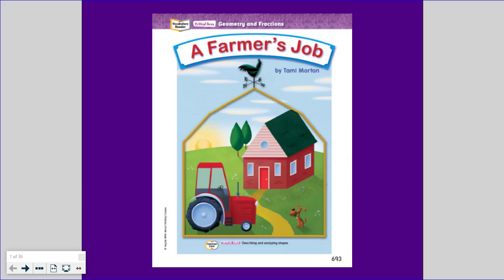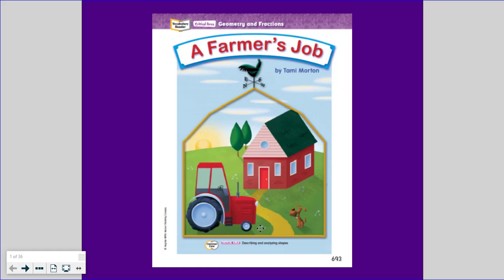Hello, boys and girls. Today we're going to be starting a new chapter in math, chapter 11, which is all about geometry and fraction concepts. Sorry. So we're going to start with a story. Usually when we start with a new concept or a new unit, because this is part of a new unit, we start with a story. And so the story is called A Farmer's Job, and it's by Tammy Morton.